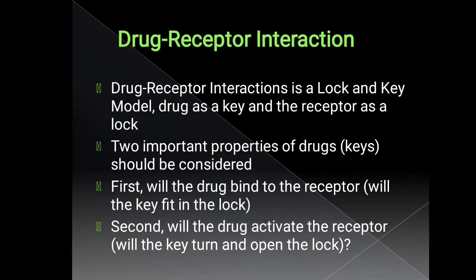Now, drug receptor interaction. Drug receptor interaction is a lock and key model, with the drug as a key and the receptor as a lock. Two important properties of the drug which behaves as a key should be considered. First, will the drug bind to the receptor, will the key fit in the lock? Second, will the drug activate the receptor, will the key turn and open the lock? So there are two considerations, binding and activation.